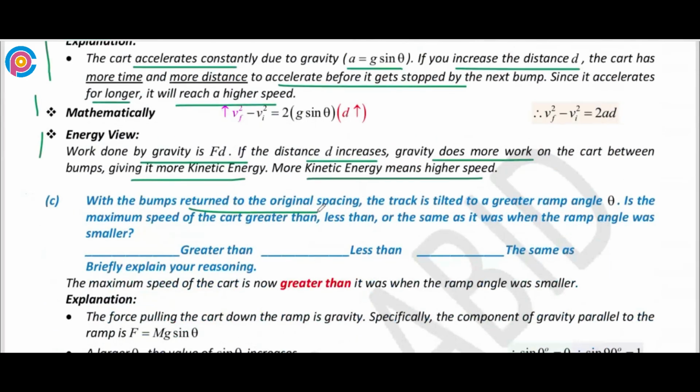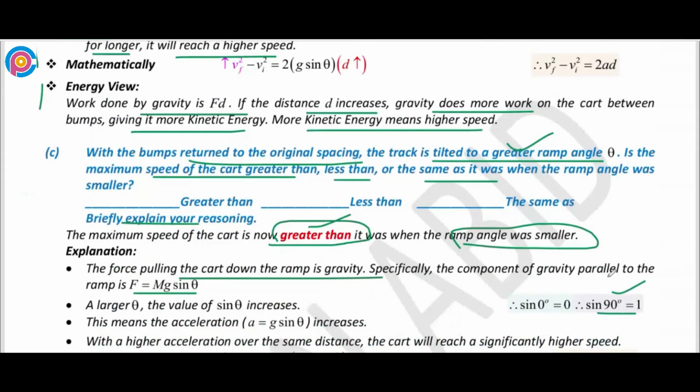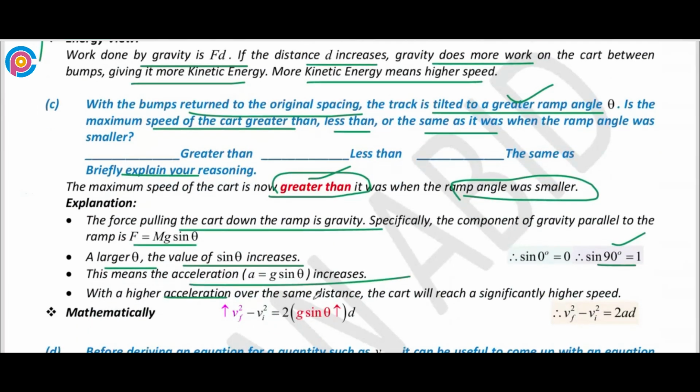Okay. Now the bumps return to the original spacing, and the track is tilted at a greater angle theta. Is the maximum speed greater, less or the same? Reasoning: when the angle is greater, the speed is greater. The force pulling the cart is the component of gravity, mg sine theta; sine 0 is 0 and sine 90 is 1. When the angle is greater, the value of mg sine theta is greater, so the force is greater. Larger theta means larger sine theta, meaning acceleration increases. Higher acceleration means that for the same distance the cart will reach a significantly higher speed. So g sine theta increases, so Vf on the right-hand side should increase.